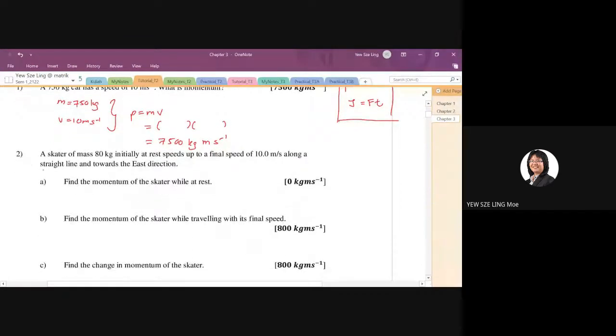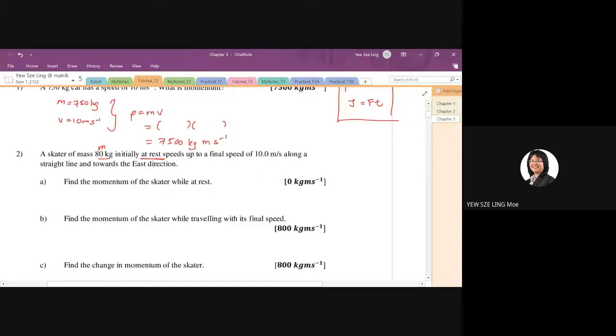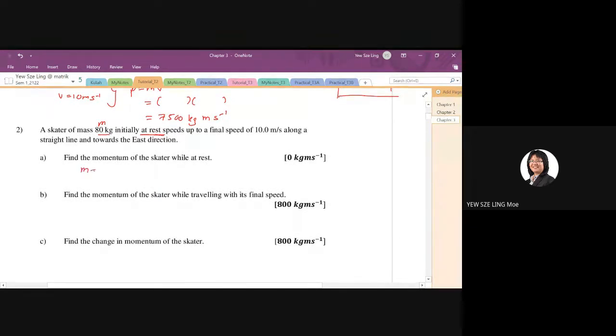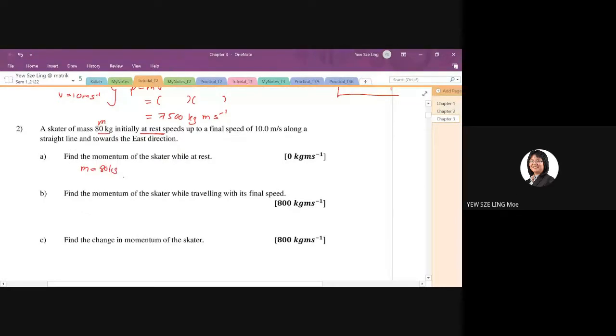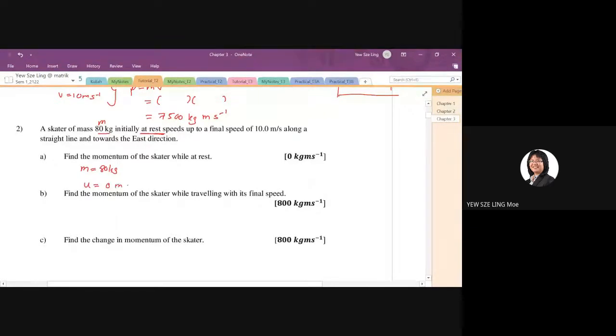Question 2. A skater of mass 80 kg, initially at rest. You are given the term "at rest" again. Then it speeds up to a final speed of 10 meters per second along a straight line towards the east. Find the momentum of the skater while it is at rest. Initially you have m equals 80 kg. The term at rest tells us u equals 0 m s^-1.